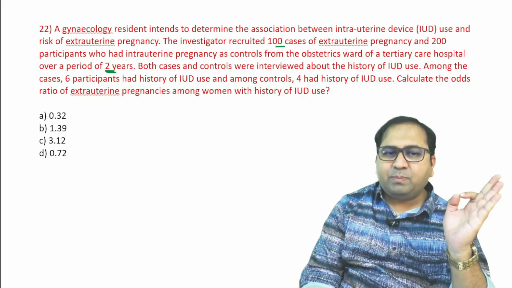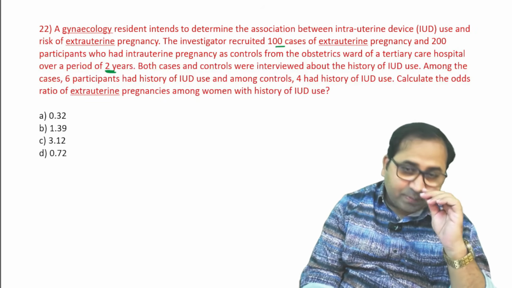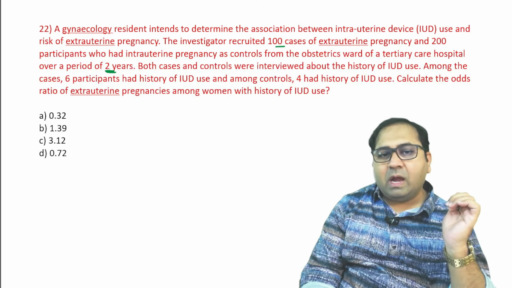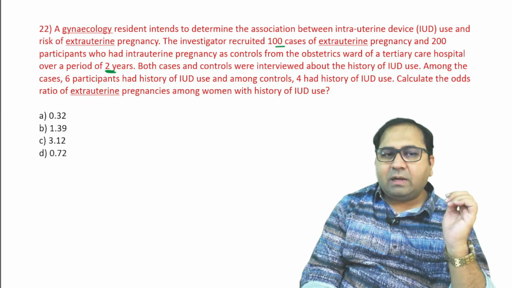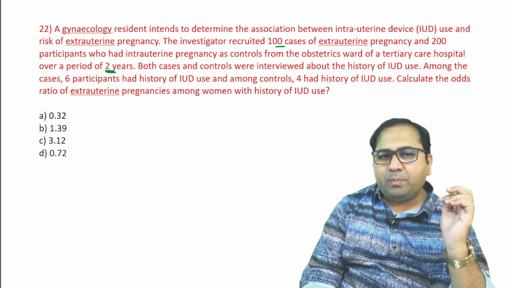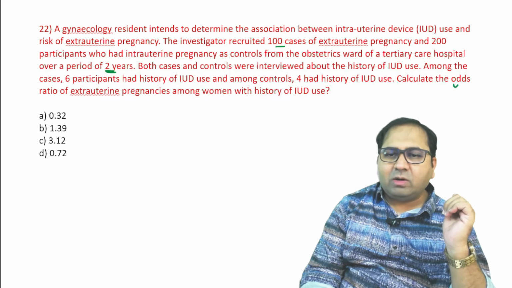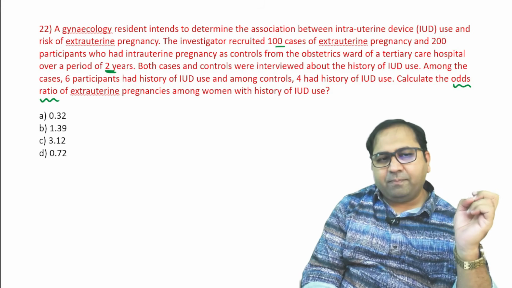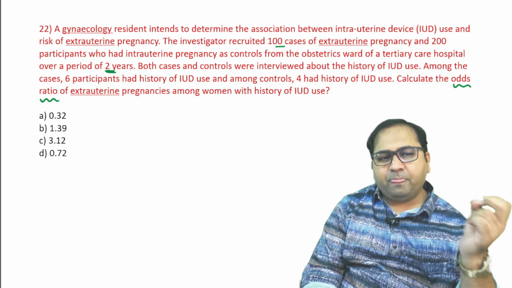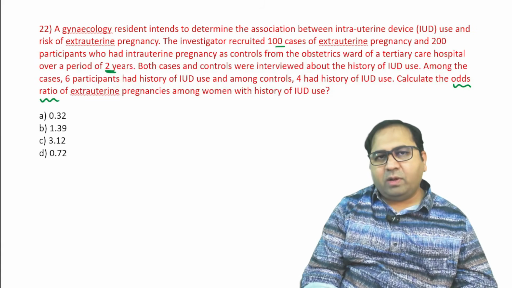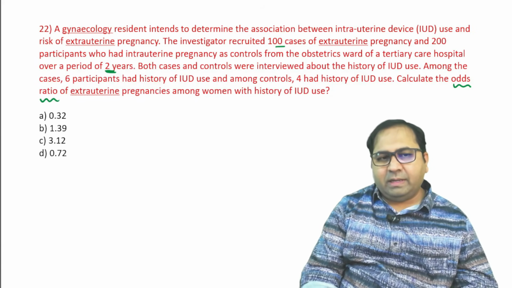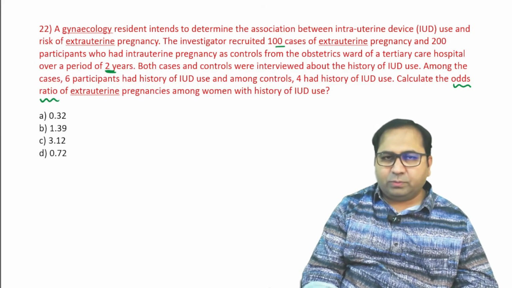Among the cases, 6 participants had the history of IUD use, and among the controls, 4 had the history of IUD use. Calculate the odds ratio of extrauterine pregnancies among women with the history of IUD use. So we have to calculate the odds ratio. The options they gave are A 0.32, B 1.39, C 3.12, or D 0.72.